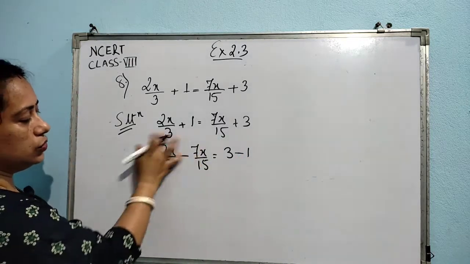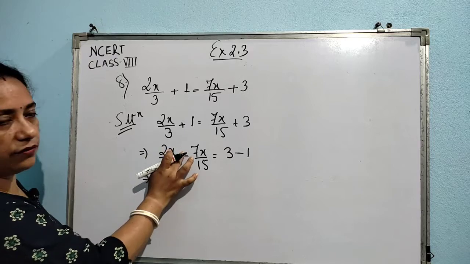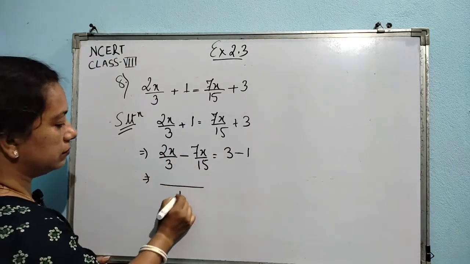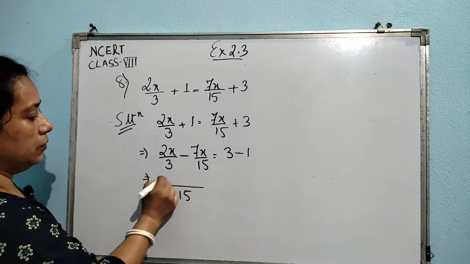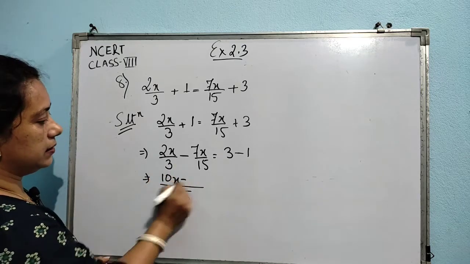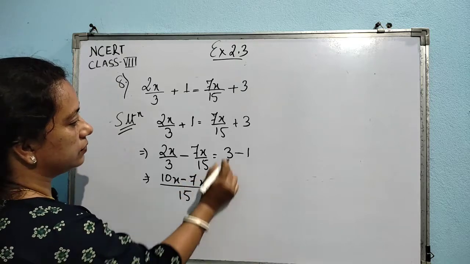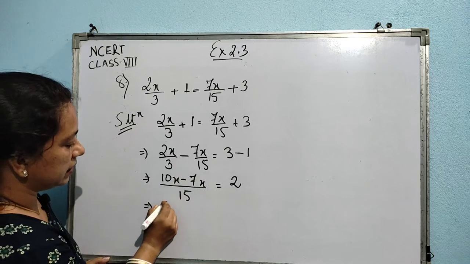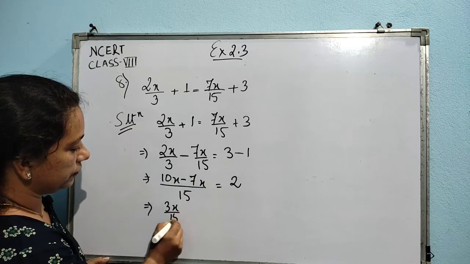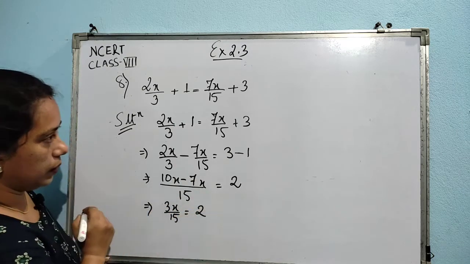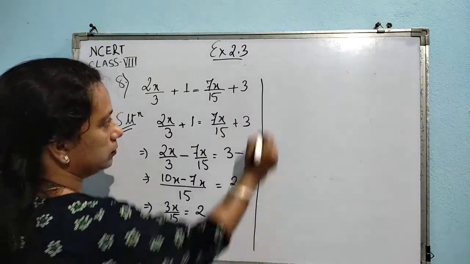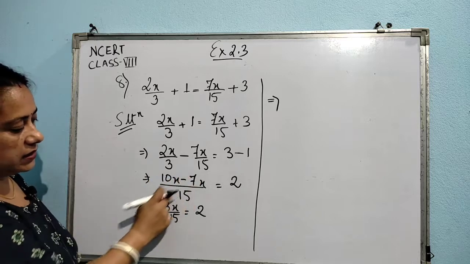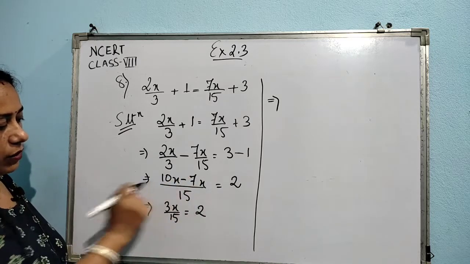Now we need to solve this, isn't it, in order to get the value of x. First we have to simplify this one. So 3 and 15, 15 is the LCM. 5 2s are 10x minus 7x. 3 minus 1, 2. Again 10 minus 7 gives you 3x by 15 equal to 2. Now up to this I think it's clear. 10x minus 7x gives you 3x by 15 equal to 2.